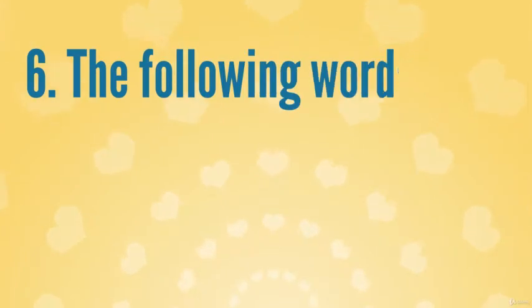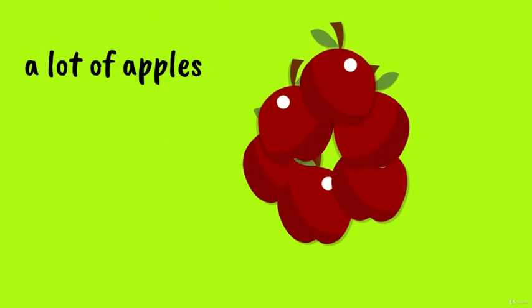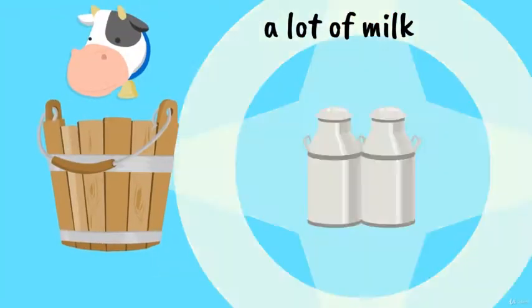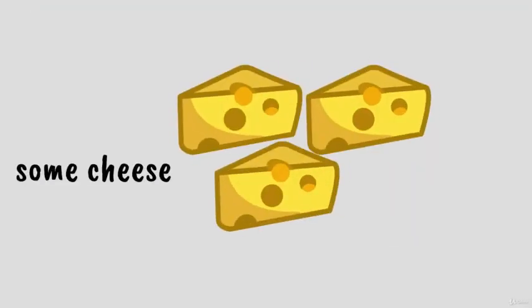6. The following words have a plural or uncountable noun after them. Some, any, enough. A lot of, lots of, plenty of, more, most, no, none of. Examples: a lot of apples, a lot of milk, some friends, some cheese.